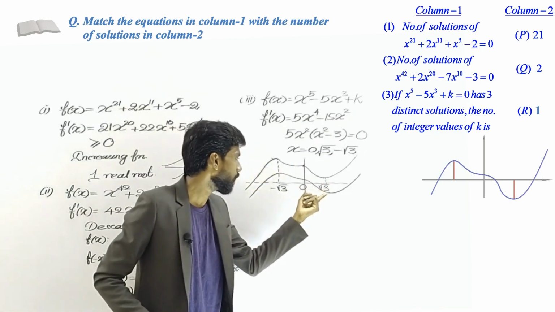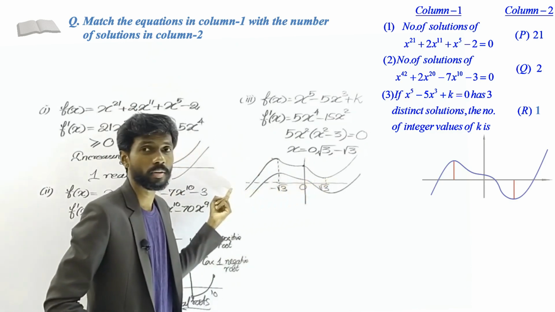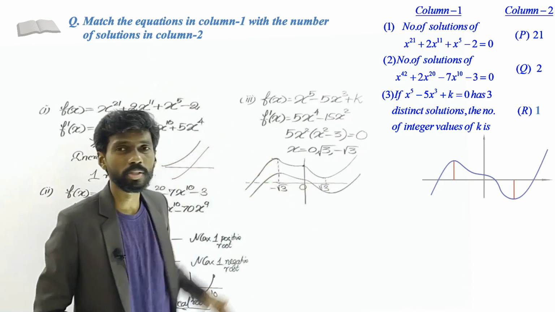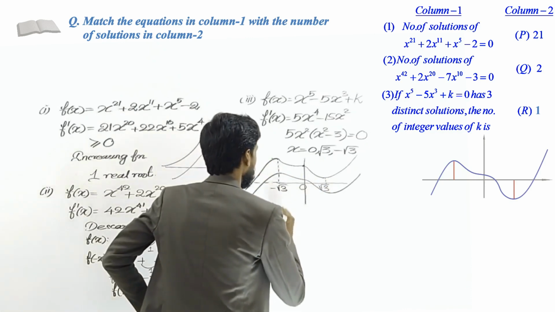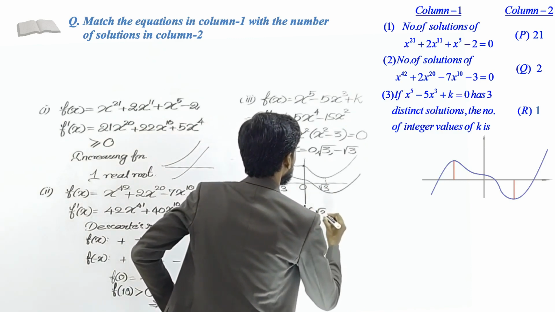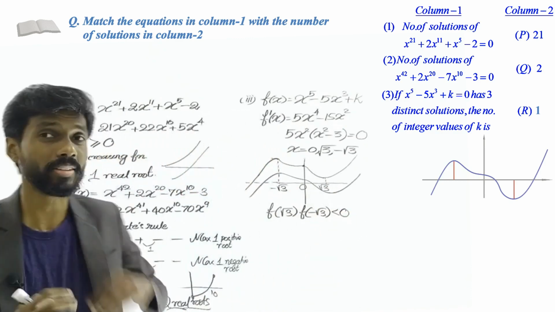But if f of root 3 and f of minus root 3 both are positive, then it will have only one real root. So one of them is negative. At root 3 it is negative, at minus root 3 it is positive, or generally they will have opposite sign. So f of root 3 and f of minus root 3, this product is negative. Only then it will have 3 real roots.